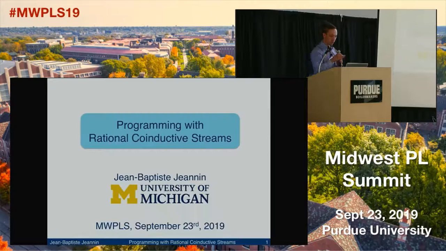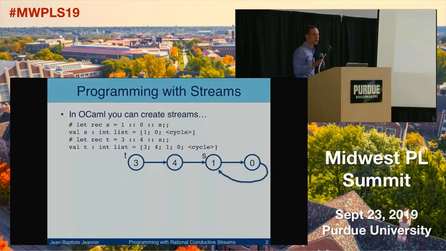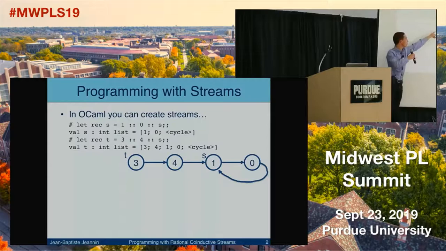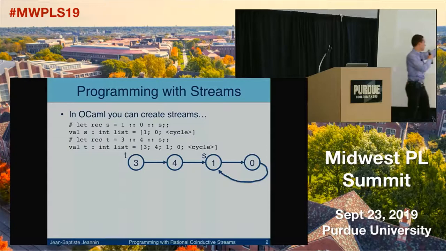I'm going to talk about ongoing work on programming with streams. In a language like OCaml, which is a call by value functional language, you can create streams, which, if you don't know what a stream is, is like an infinite list. For example, you can write let rec s equals 1 0 s, which means you're creating the stream that does 10101010.